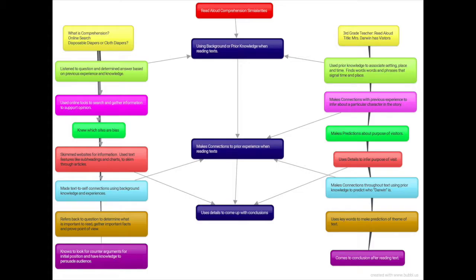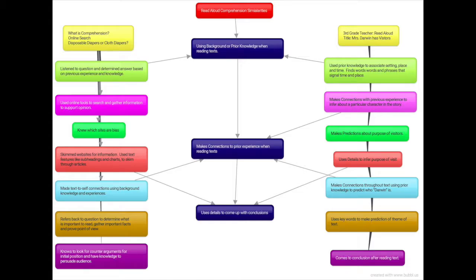Maria then uses text-to-self connections to relate to the material she is reading, to have deeper understanding of what she is learning. I then stopped and referred back to the question Dr. Davis made and looked at other sources of information to support my point of view. Maria, at the end, knows that she must gather information from several sites to gain information and for the counter arguments that might occur during this topic.